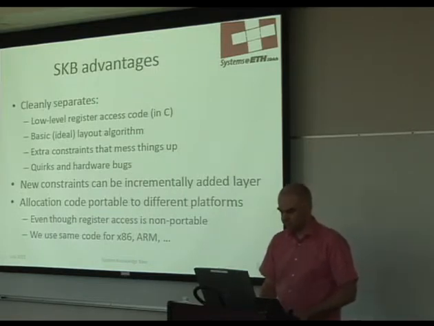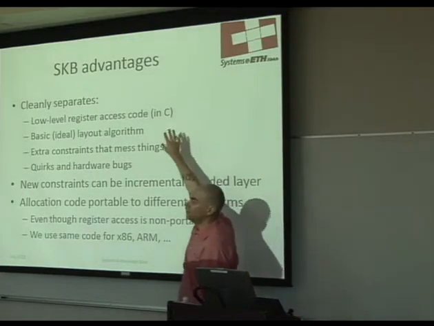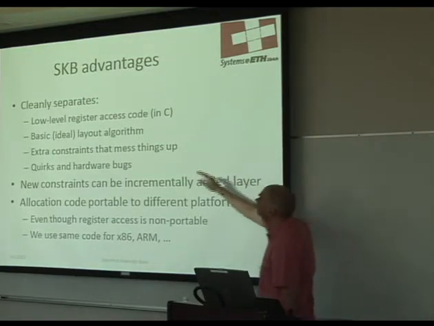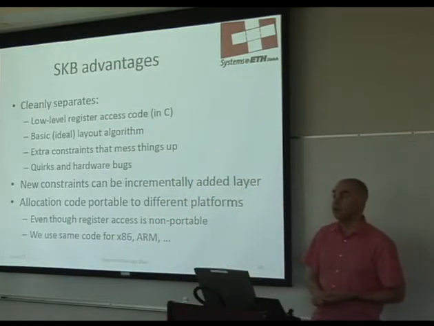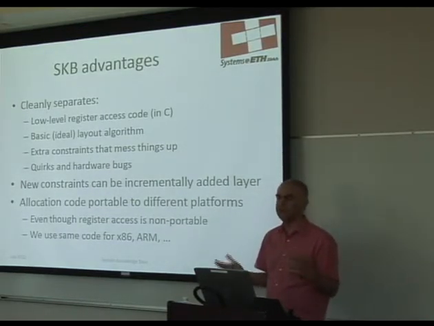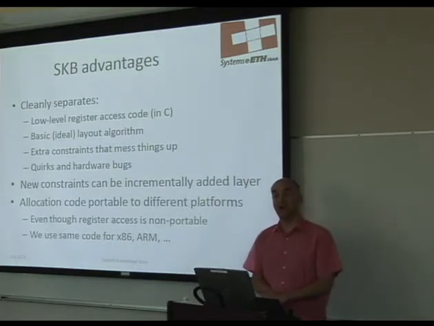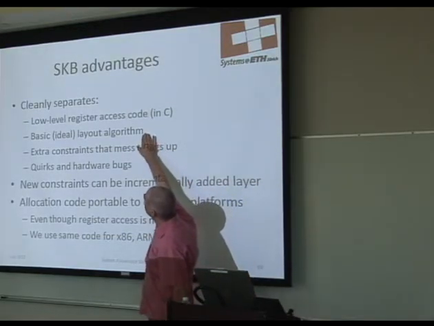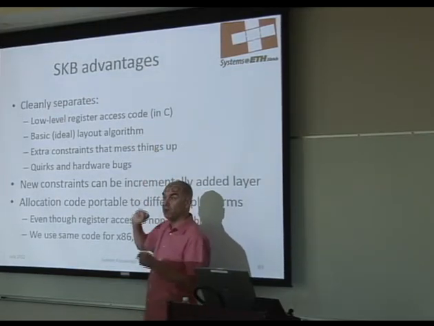So what we did with the SKB was to do all the low-level register access in C, because that's what C is good for. Then we have an ideal layout algorithm that we express declaratively in Prolog, which is a rather more declarative version of the basic tree traversal. It basically says, if everything's absolutely fine, this is what we do. The nice thing about this is that there's a clean separation between the Prolog and the C. This is very easy code to understand: write this BAR on this device.